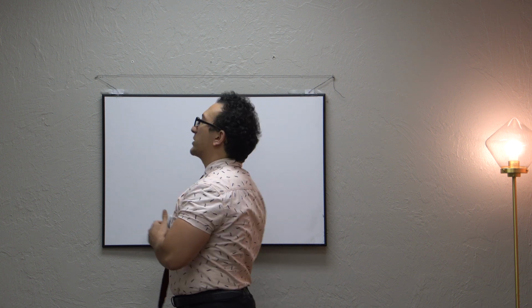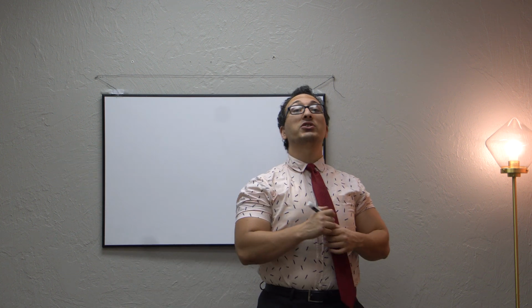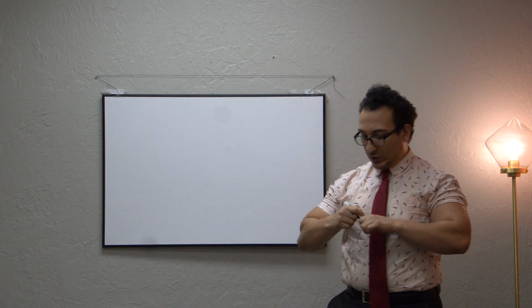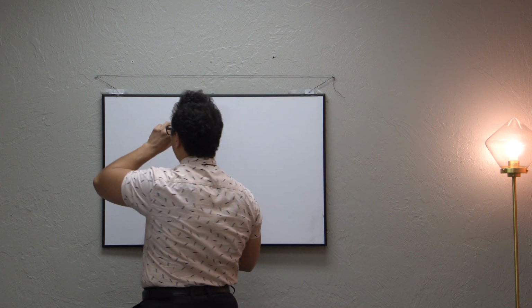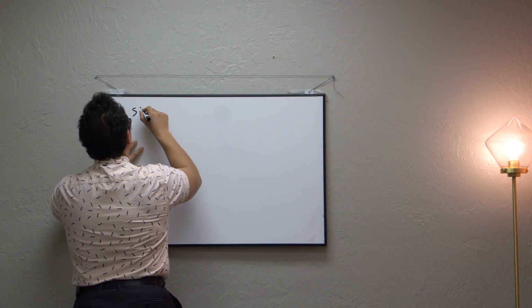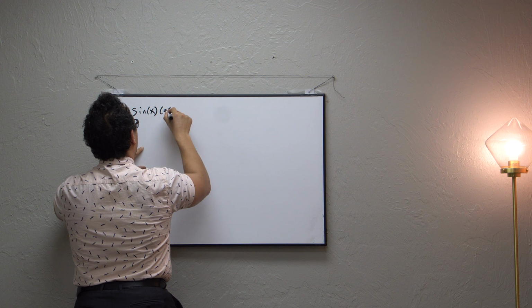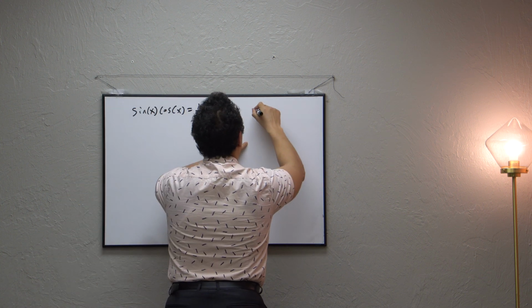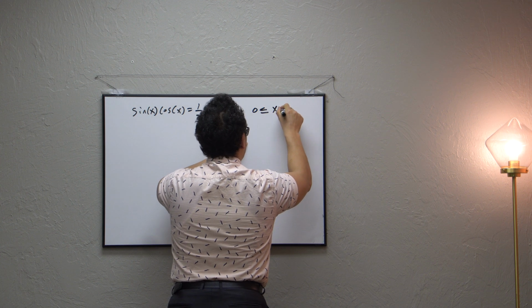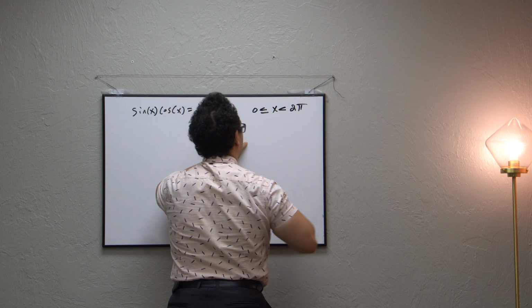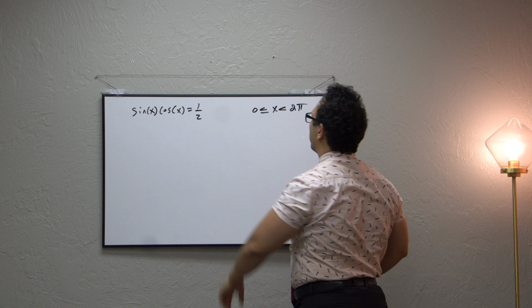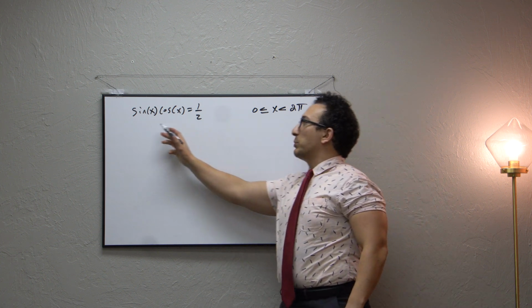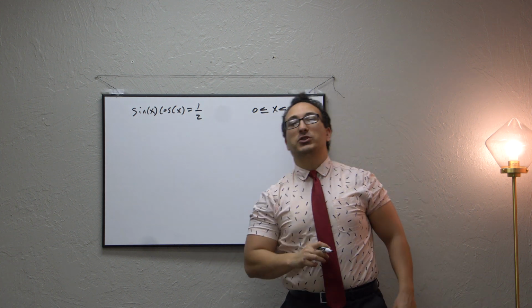This is a continuation of our trigonometric equations video section. So now let's consider a situation like this. Sine of x times cosine of x is equal to 1/2, with our familiar restriction that x lies between 0 and 2 pi, not including 2 pi. Okay? So we aspire to solve for x in this situation.